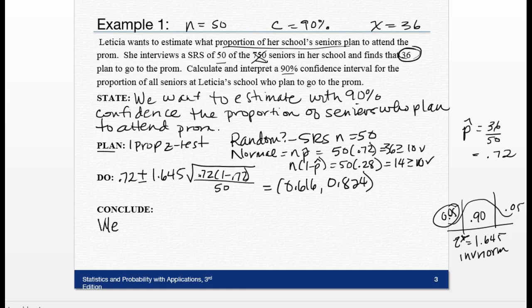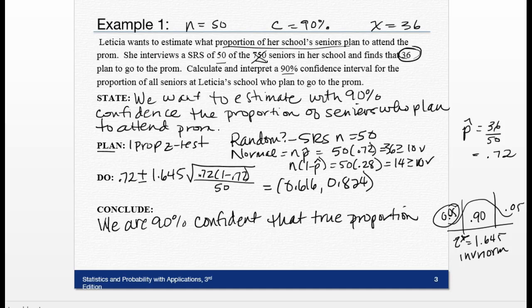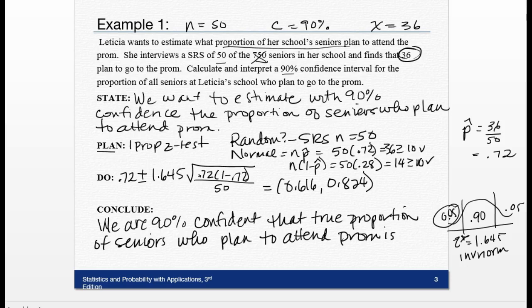We say, we are 90% confident that the true proportion of seniors who plan to attend prom is between, convert this to percentages, 61.6% and 82.4%. Okay, that's what we do on conclude.